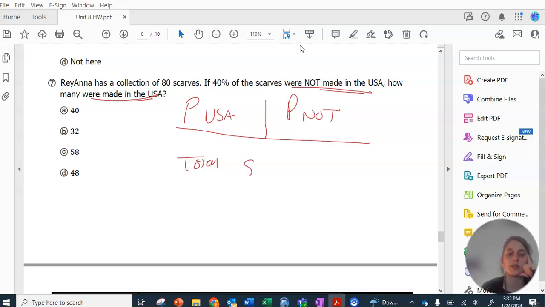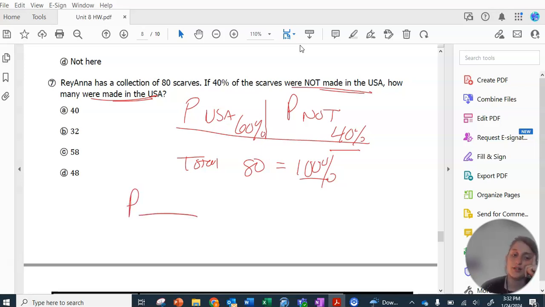We do know the total is 80 scarves, or that represents 100% of her scarf collection. We know 40% are not made in the USA, so that means 100 minus 40, 60% are made in the USA. So if we have a part that we don't know the number for, we just know the percentage. We do know the total or the whole is 80 scarves, and we now know that the percent is 60% that were made in the USA. Part over whole equals percent over 100. That's your last one.